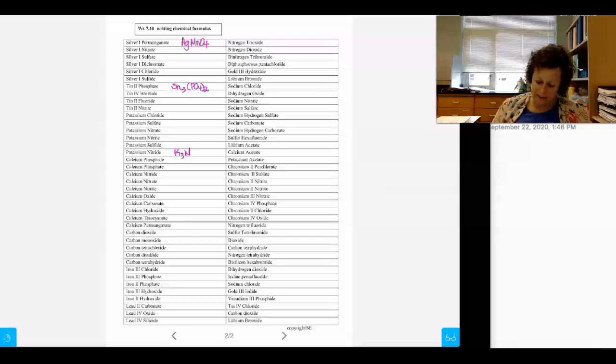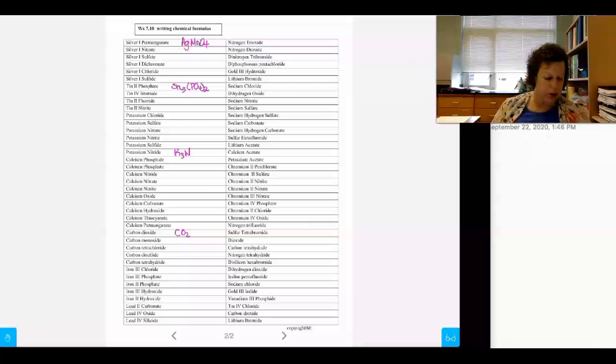All right, carbon dioxide. It's covalent. So remember, the prefix tells you the number. There's no mono on the first one, so there's 1 carbon and 2 oxygen. Carbon dioxide.